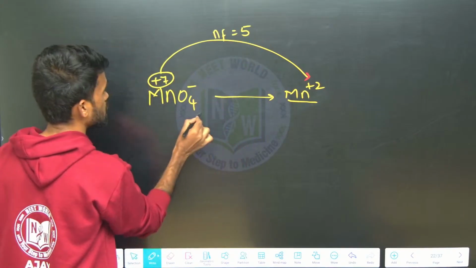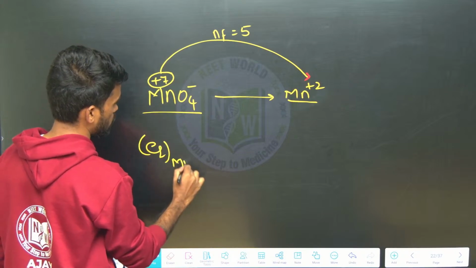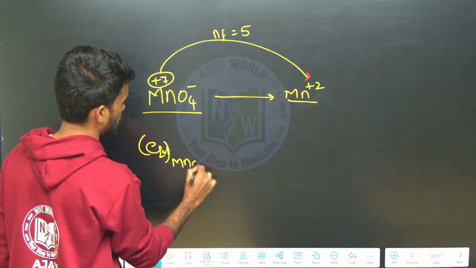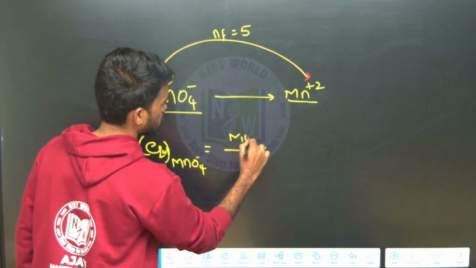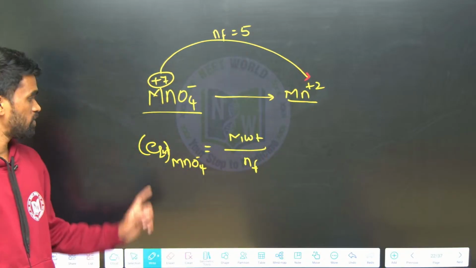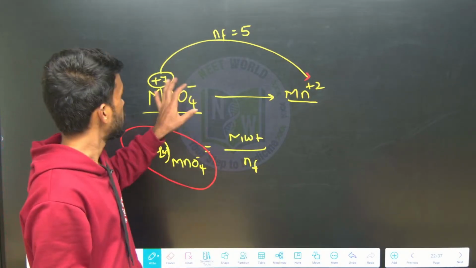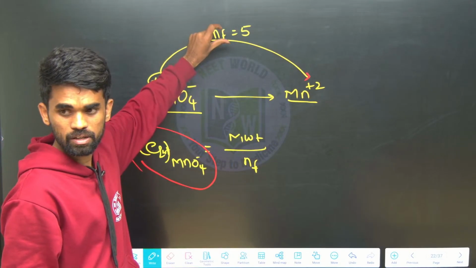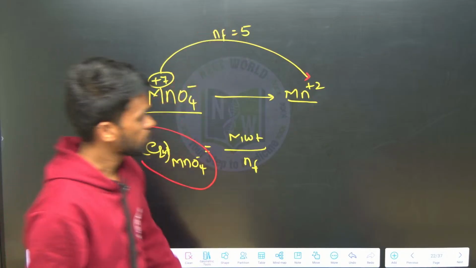So now if they ask what is the equivalent weight of this permanganate ion, what will you do? Take its molecular weight divided by its n factor. That will give you the equivalent weight of permanganate ion. Like this, the number of electrons lost or gained during that process will be its n factor every time. Okay, next.